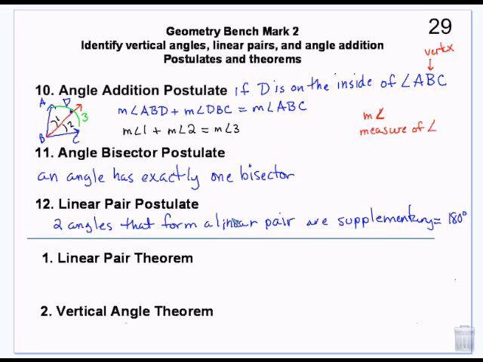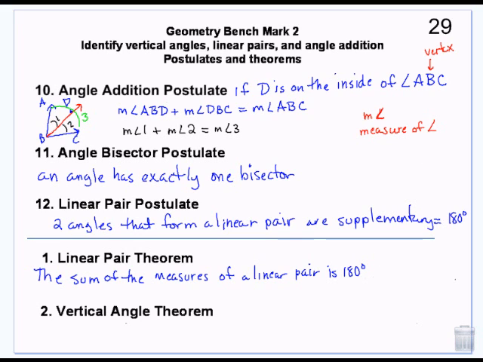a linear pair. Okay, so our postulate tells us that two angles forming a linear pair are supplementary. The fact that they're supplementary tells us that it equals 180 degrees, and that becomes a theorem. So these two are very similar, but it's that linear pair are supplementary, and then that lets us know that they're 180 degrees.